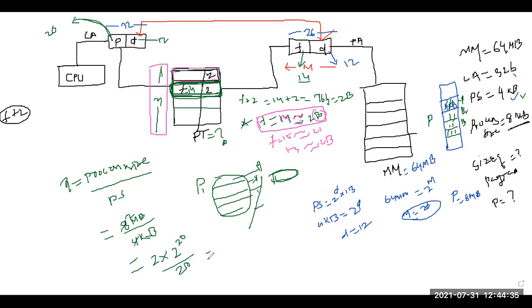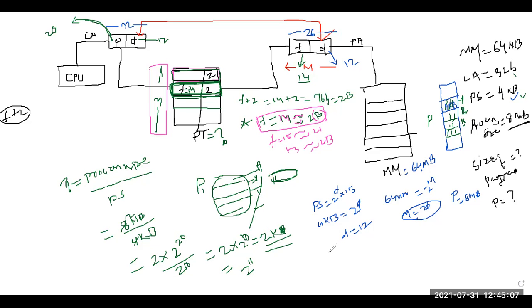Now after cancelling, what am I left with? It is left with 2 into 2 to the power of 10. 2 to the power of 10 is 1024, which is 1K. So the number of pages is 2K. Or you can write it as 2 to the power of 11, to avoid getting confused. It is 2K, or 2 to the power of 11.